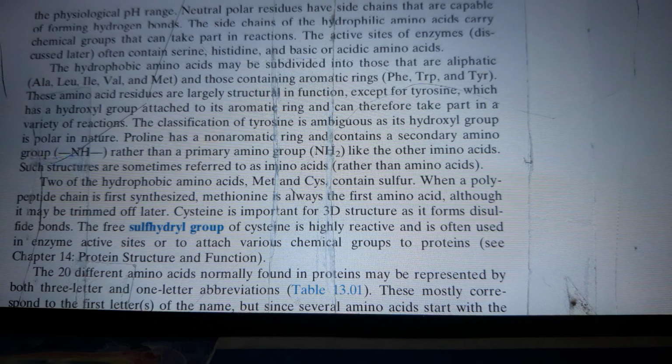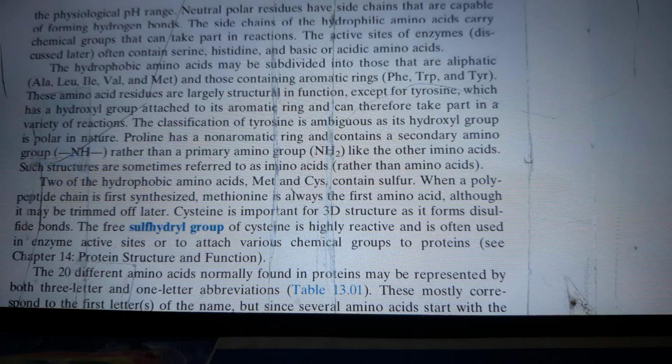The hydrophobic amino acids may be subdivided into those that are aliphatic: alanine, leucine, isoleucine, valine and methionine, and those containing aromatic rings: phenylalanine, tryptophan, and tyrosine. These amino acids are largely structural in function, except for tyrosine, which has a hydroxyl group attached to its aromatic ring, and can therefore take part in a variety of reactions. The classification of tyrosine is ambiguous, as its hydroxyl group is polar in nature.